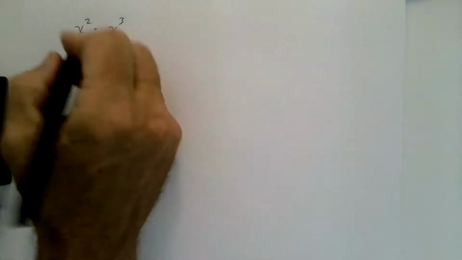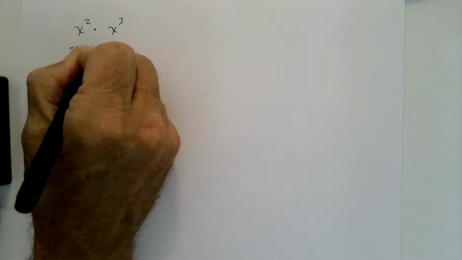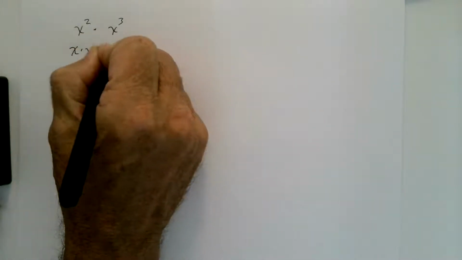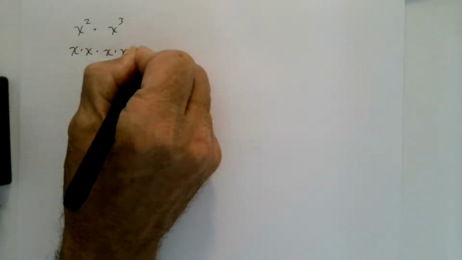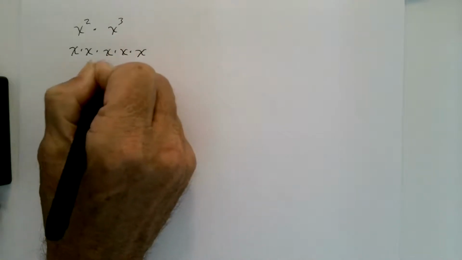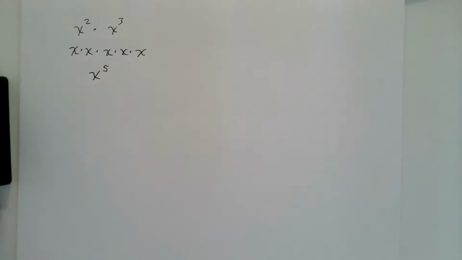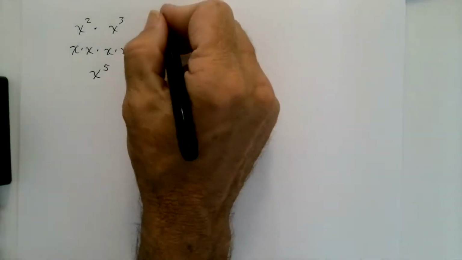X squared, of course, means x times x. X to the third means x times x times x. So we get x to the fifth power. So just kind of remind us that when we multiply things with the same base, we can add the exponents.